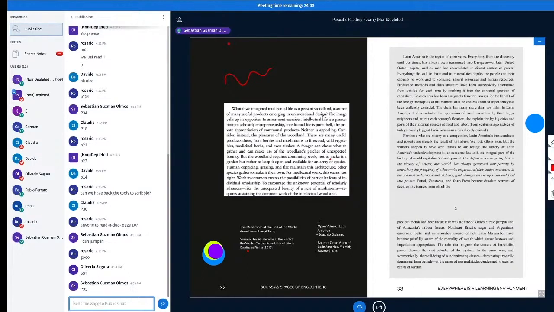And the endless chain of dependency has been endlessly extended. The chain has many more than two links. In Latin America, it also includes the oppression of small countries by their larger neighbors, and within each country, frontiers, the exploitation by big cities and ports of their internal sources of food and labor. For centuries, 16 of today's 20 biggest Latin American cities already existed. For those who see history as a competition, Latin America's backwardness and poverty are merely the result of its failures. We lost, others won. But the winners happen to have won thanks to our losing. The history of Latin American underdevelopment is, as some have said, an integral part of the history of world capitalist development.